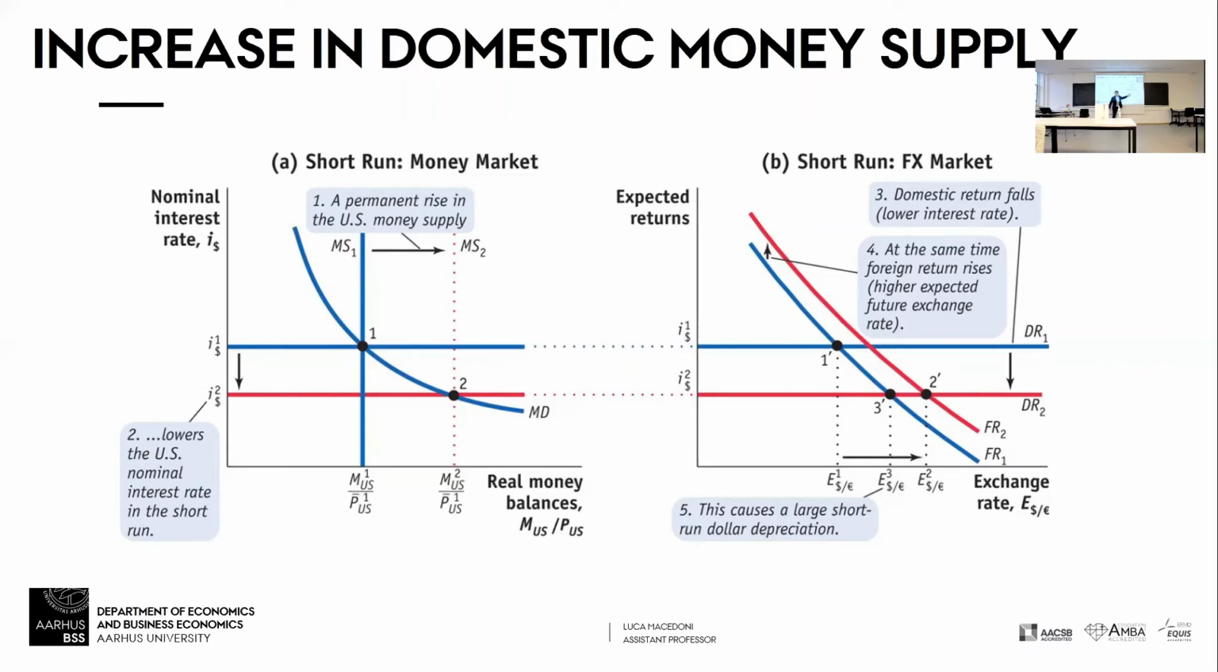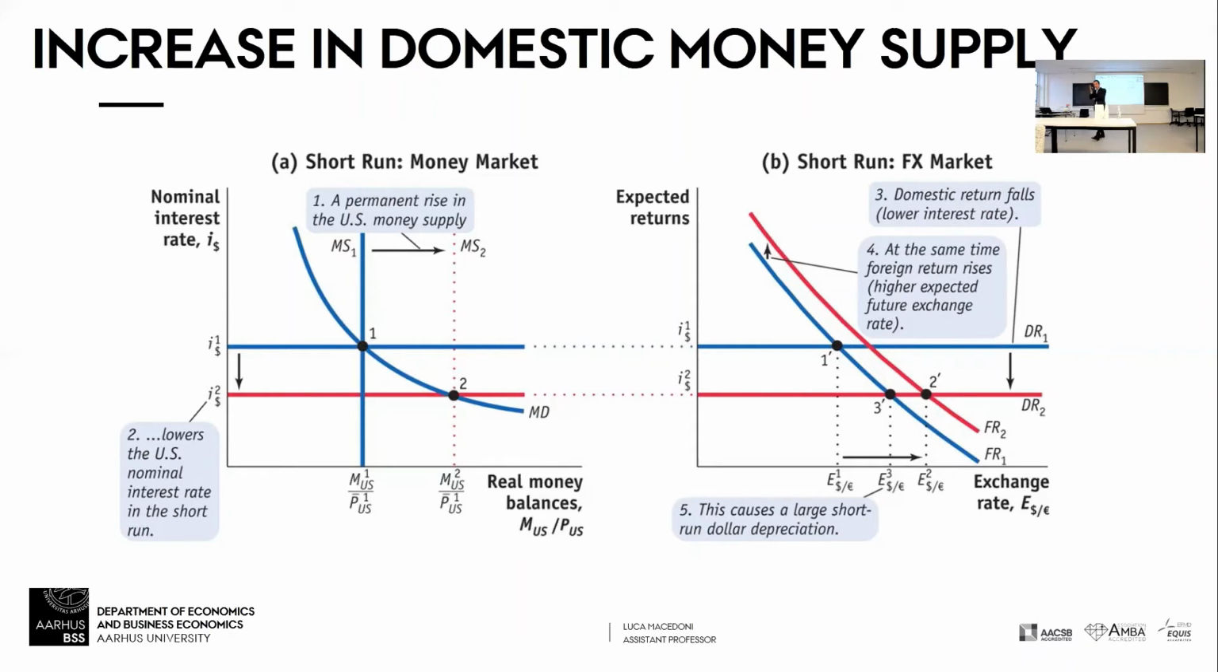This is exactly what we saw before. There's an expansion in monetary policy in the US. Interest rate declines. That means that people don't want to buy dollars. They want to buy euros because they have a higher interest rate. And therefore the dollar depreciates. Okay? This is what we saw before. Are we all on board? Sound good? Okay, now let's think about the expectations.